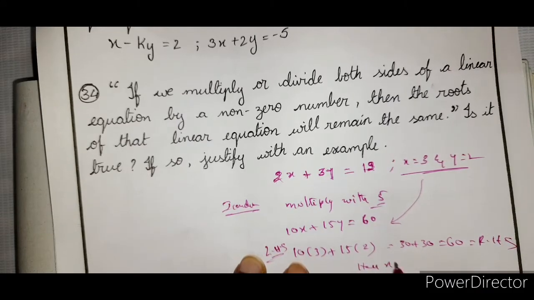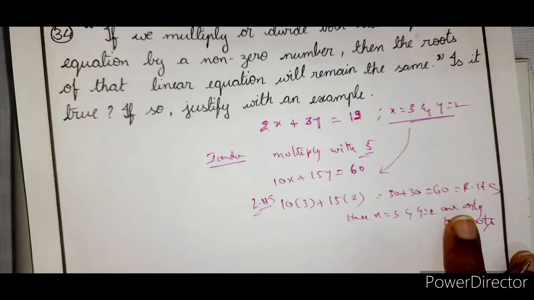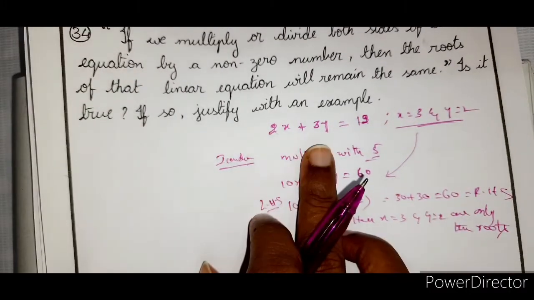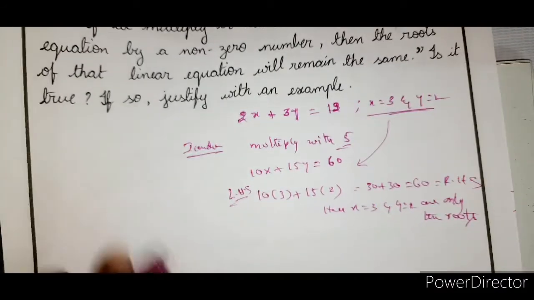Hence, x is equal to 3 and y is equal to 2 are the only roots. No change in the roots. Now similarly, if you divide here also, we will be getting the same thing.